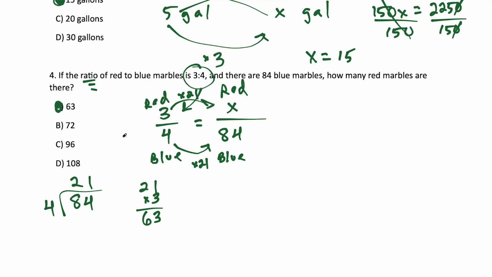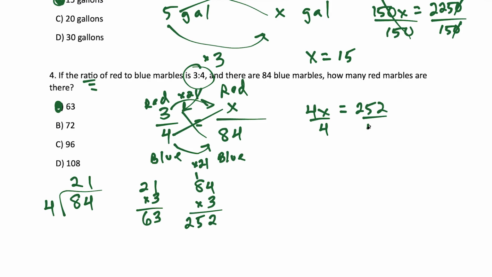Now, if that method is just too tricky, what you could do is just cross multiply and you have 4 times x equals, and if we do 84 times 3, we're going to get 3 times 4 is 12. We carry the 1. 3 times 8 is 24, plus 1 is 25. We get 252. And then we just have to do the division here. So we divide both sides by 4.